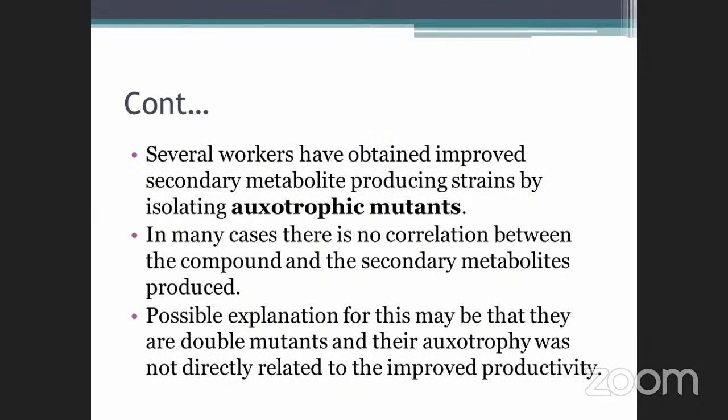metabolites. Several workers have obtained improved secondary metabolite producing strains by isolating auxotrophic mutants. In many cases, there is no correlation between the auxotrophy and the secondary metabolite produced. A possible explanation for this may be that it was a double mutant and the auxotrophy was not directly related to the improved productivity.